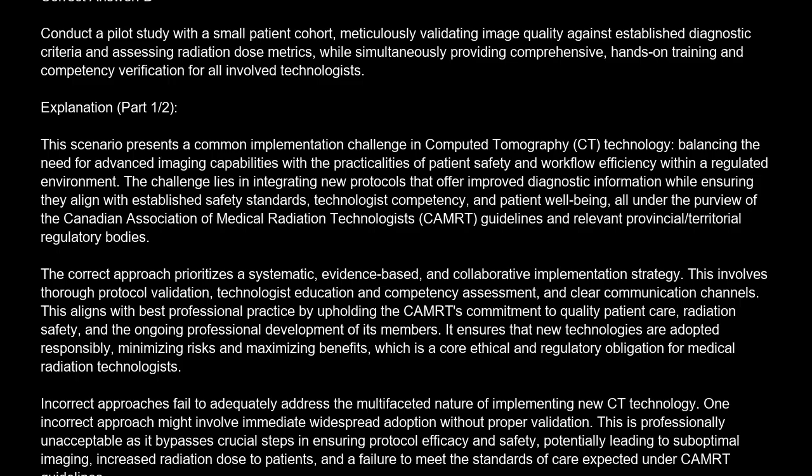Incorrect approaches fail to adequately address the multifaceted nature of implementing new CT technology. One incorrect approach might involve immediate widespread adoption without proper validation. This is professionally unacceptable, as it bypasses crucial steps in ensuring protocol efficacy and safety, potentially leading to suboptimal imaging, increased radiation dose to patients, and a failure to meet the standards of care expected under CAMRT guidelines.